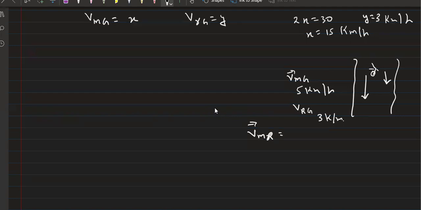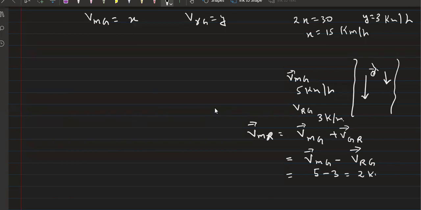Very good. Yes, Shirsha, very good. So see, you have to visualize. First, let's see mathematically. It will be velocity of man with respect to ground plus velocity of ground with respect to river. It's not a formula, it's a basic concept. So which is velocity of man with respect to ground minus velocity of river with respect to ground. Yes or no? So this will be 5 minus 3, which is 2 kilometer per hour.